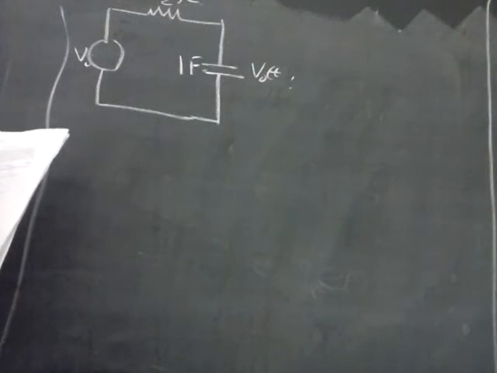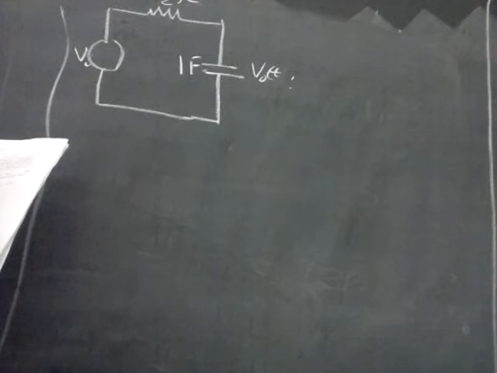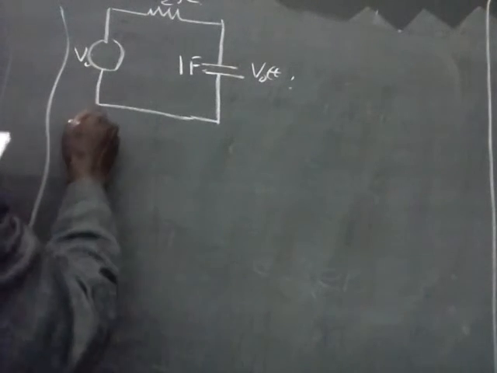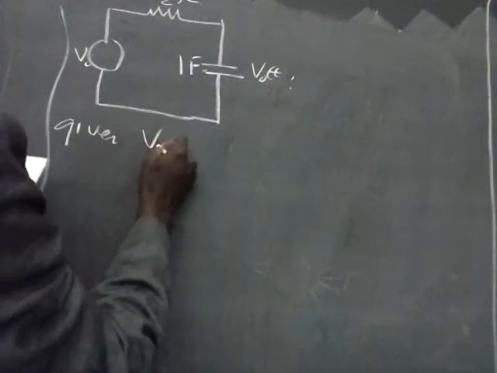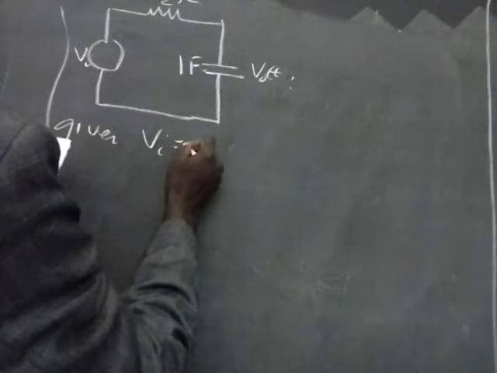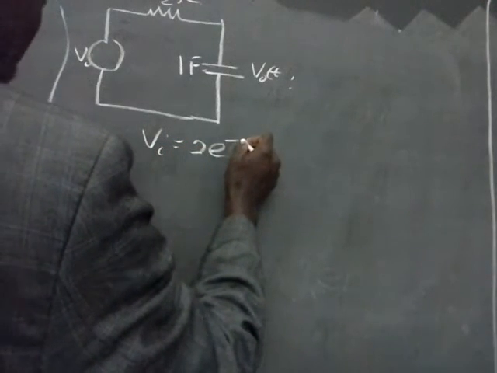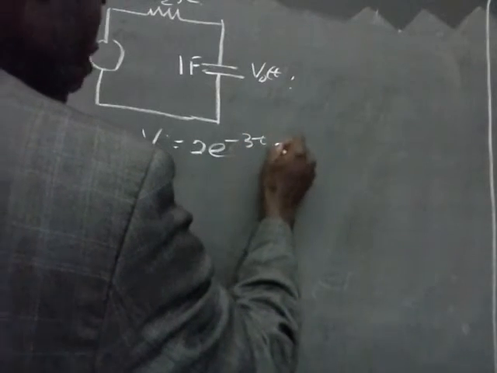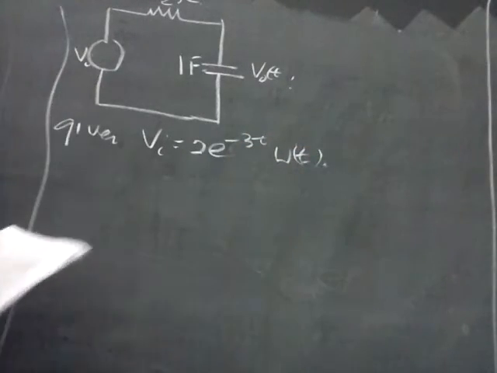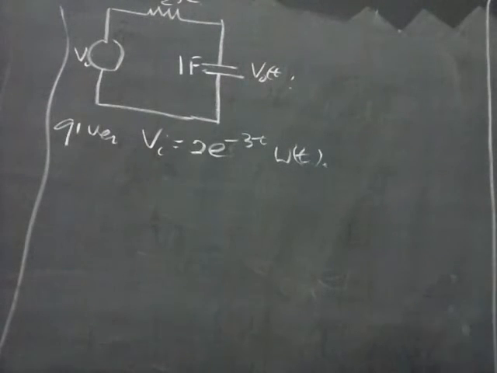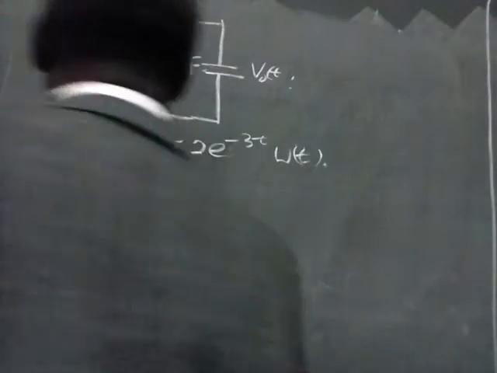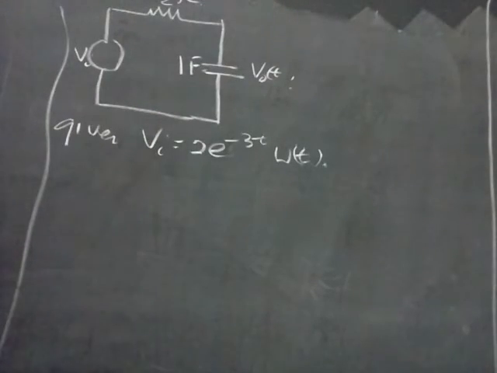We want to find V out in the circuit, given that the input voltage Vi is equal to 2e to the minus 3t unit step. So here we're going to apply our Fourier transform and inverse Fourier transform to solve a typical circuit. Again, Ohm's law applies.